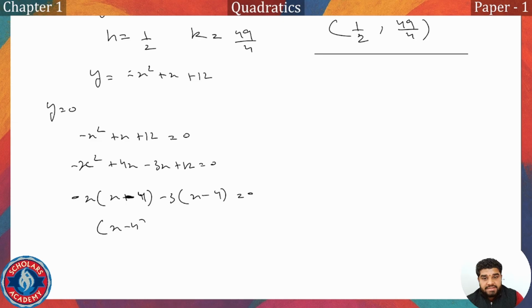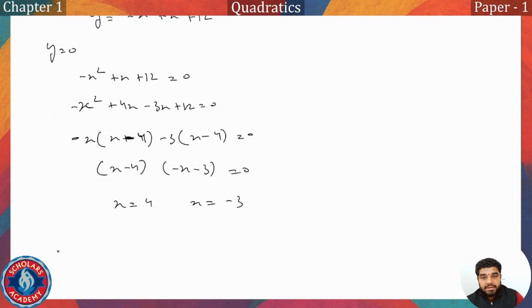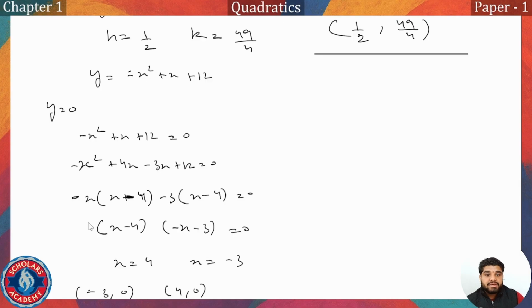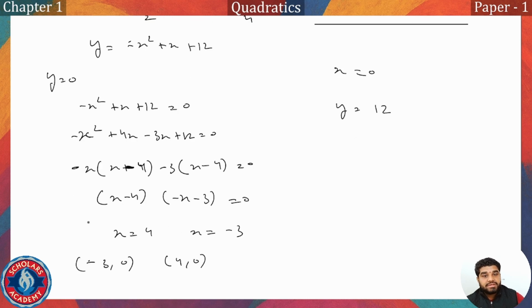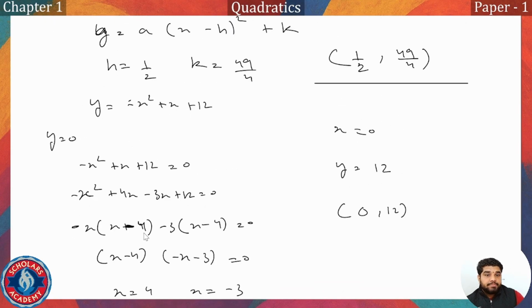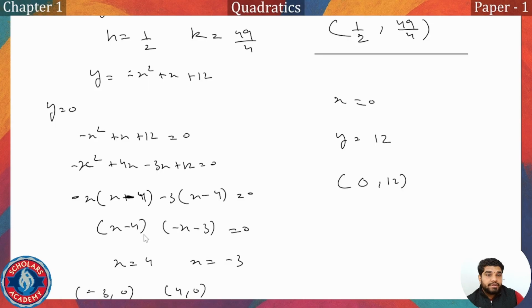So x minus 4 and minus x minus 3 is equal to 0, I get x is equal to 4 or x is equal to minus 3. So these are the 2 points. Coordinates are negative 3 comma 0 and 4 comma 0. Now to find the intersecting points with the y-axis, I will take x is equal to 0. So I get y is equal to 12. If I substitute, the coordinate that I'm getting is 0 comma 12. Okay, so we got this. And the vertex is 1 by 2 comma 49 by 4.